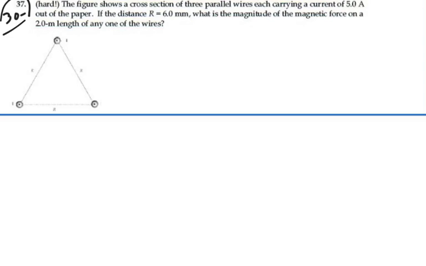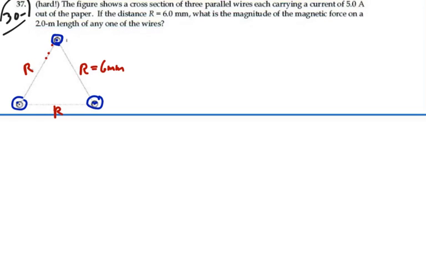In this case, we've got 3 wires, part of an equilateral triangle, and they're all going in the same direction. So they're all going to be moving in the same direction, having an attractive force between each other, and the distance between them, r, is 6 millimeters, and that's the same on all sides.